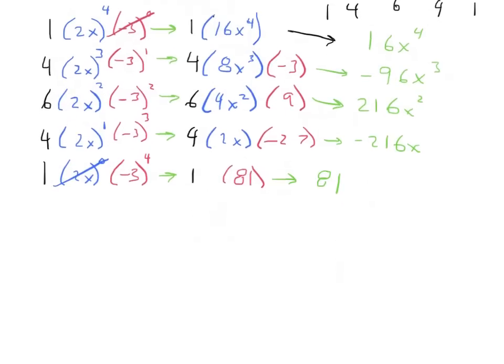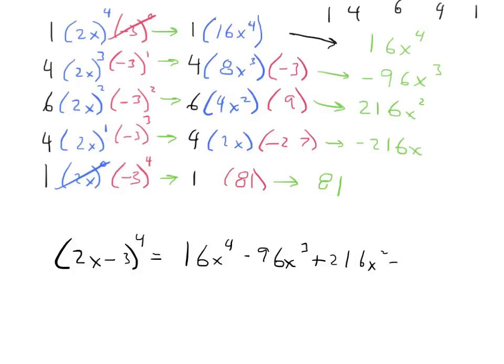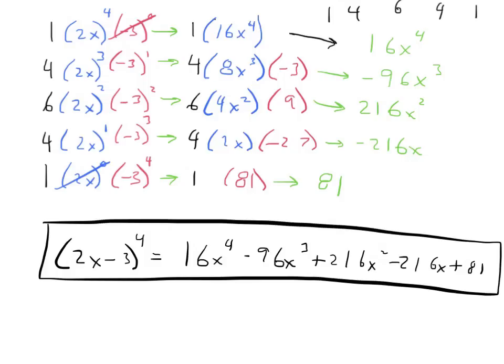And so the final answer to this problem, the initial question was asking, what is the expansion of (2x - 3) to the 4th? Well, the answer is all of these things written in a row. So 16x to the 4th minus 96x cubed plus 216x squared minus 216x plus 81. That's the whole thing. Now, I'm going to be honest, this is generally not the way that these questions are asked on the IB exam, and a big part of the reason is this just takes too long to compute.